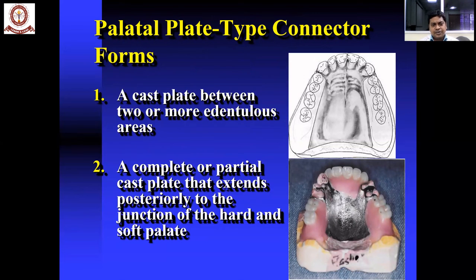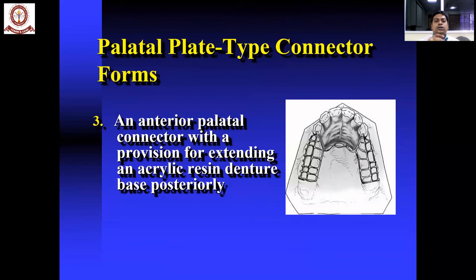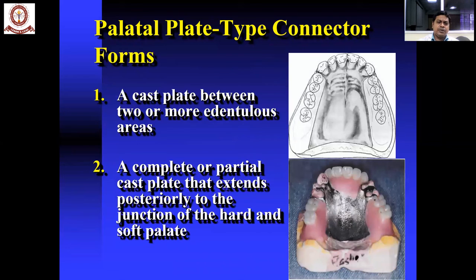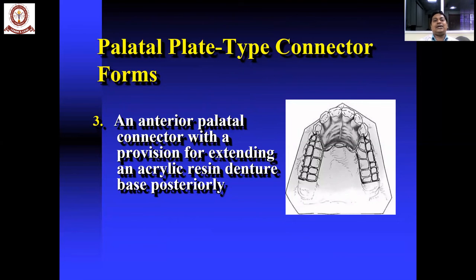Palatal plate type connector forms: we have a cast plate between two or more edentulous areas, a complete or partial cast plate that extends posterior to the junction of the hard and soft palate. Another one is an anterior palatal connector with the provision of extending an acrylic resin denture base posteriorly. These are the three types. A cast plate between two or more edentulous areas, a complete or partial cast plate that extends posteriorly to the junction of the hard and the soft palate. Next is an anterior palatal connector with the provision of extending an acrylic resin denture base posteriorly.